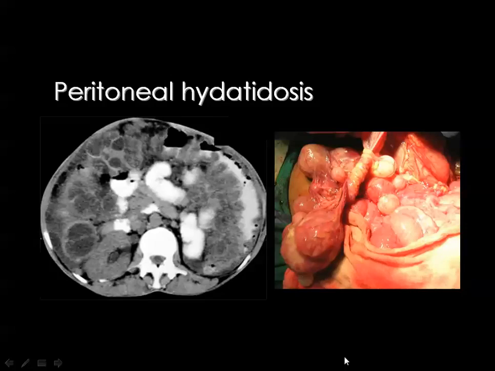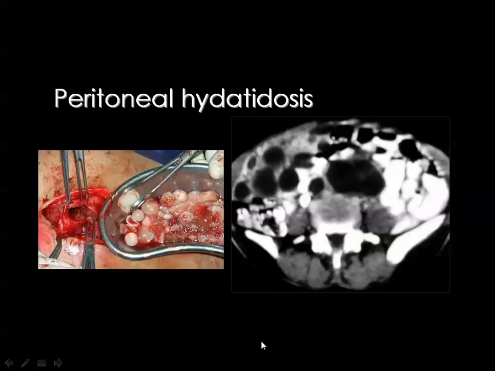Of course this is a surgical indication for removal of these hydatid cysts from the peritoneal cavity. This is also a case of peritoneal echinococcoses, and you can see the surgical removal of too many hydatid cysts from the peritoneal cavity, and these are the lesions scattered within the peritoneal cavity.